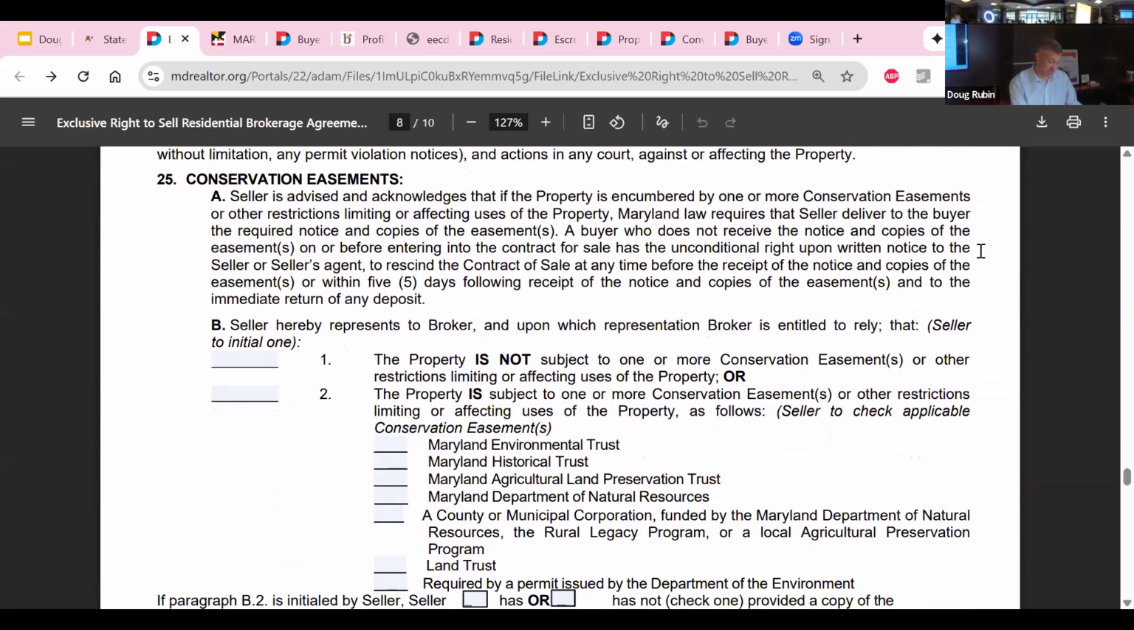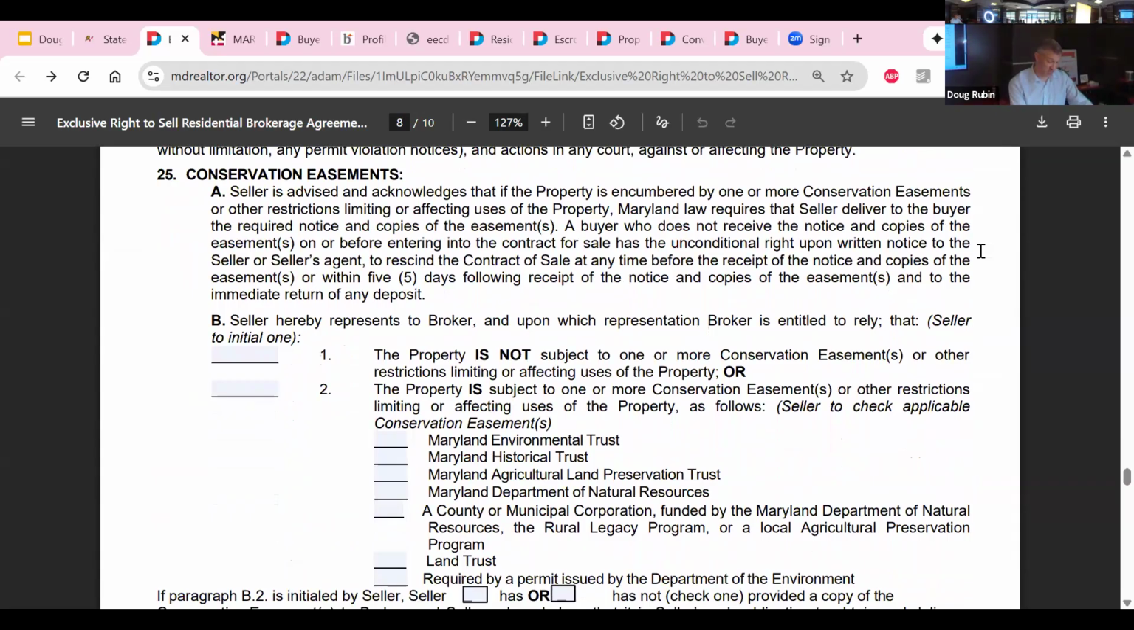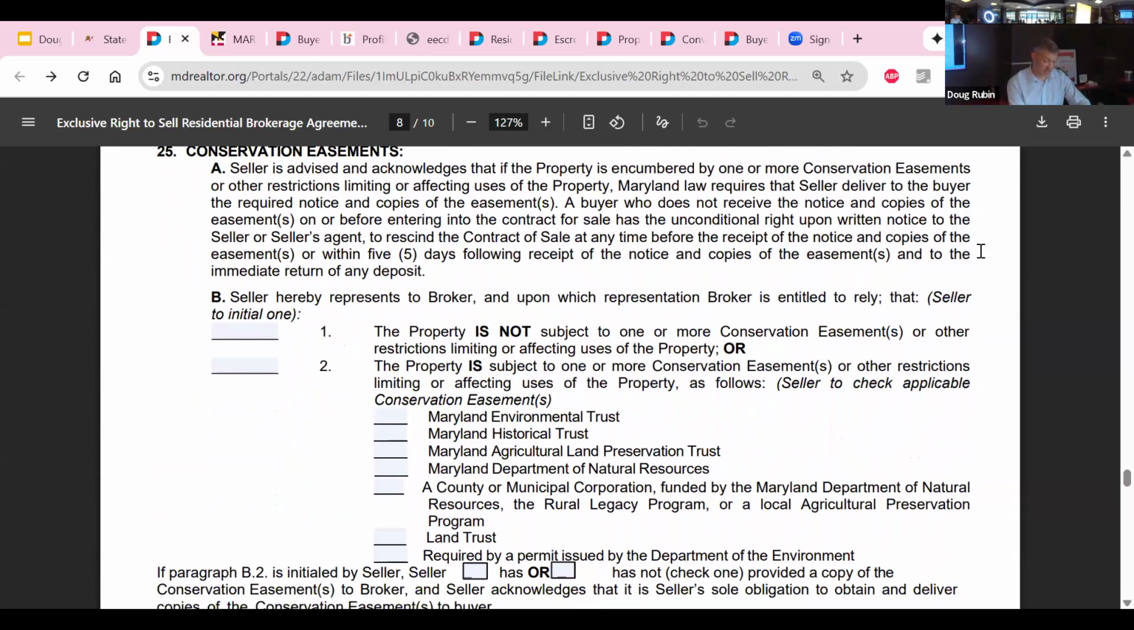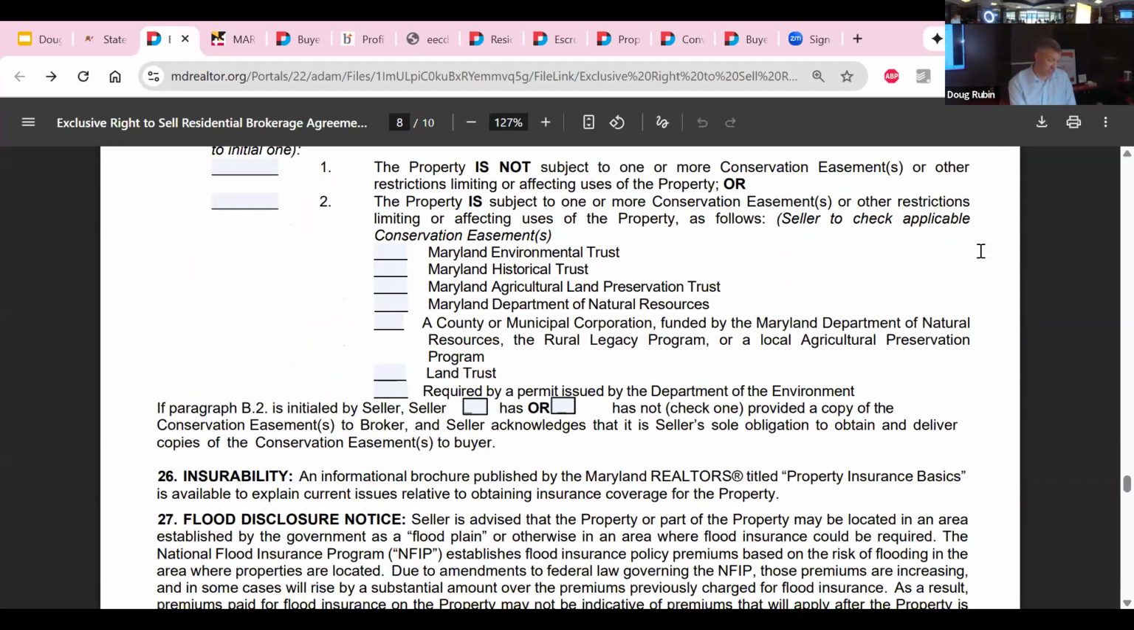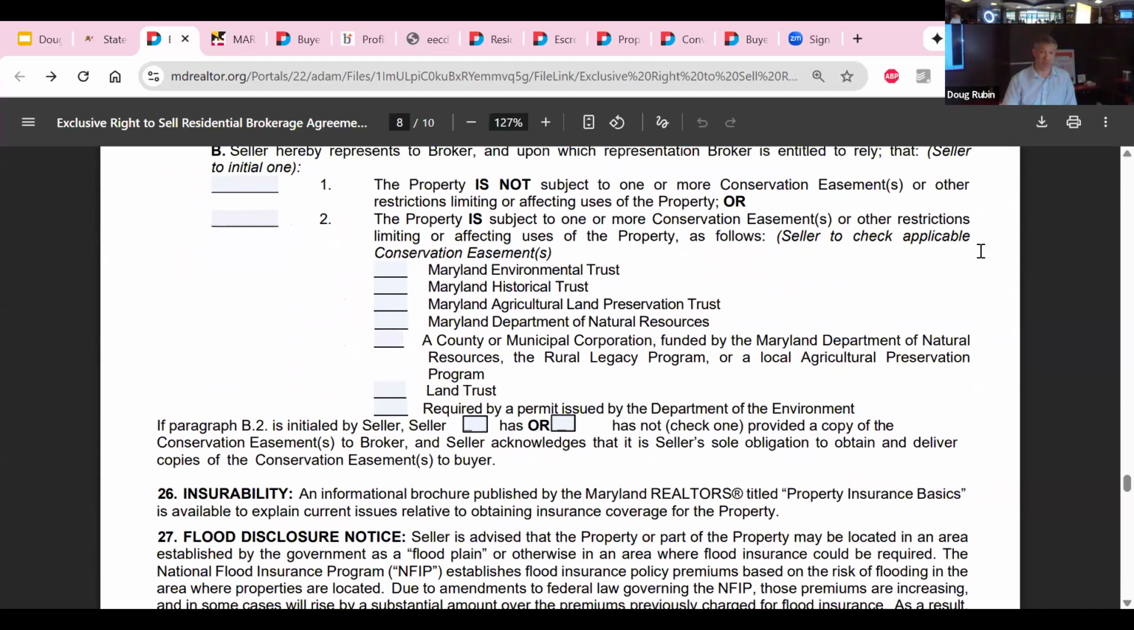Okay, if there are conservation easements, it's a yes or no. If yes, they need to mark it down, and we rely upon the sellers to understand what's going on with their property. Sometimes it's reported in public records, sometimes it's not.